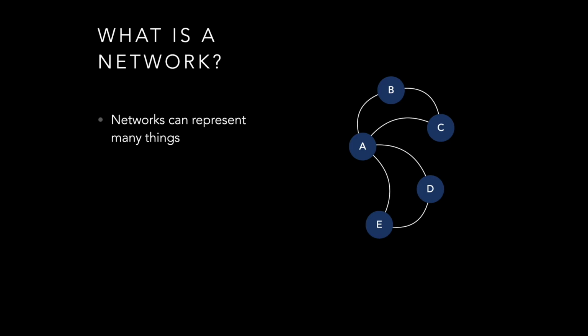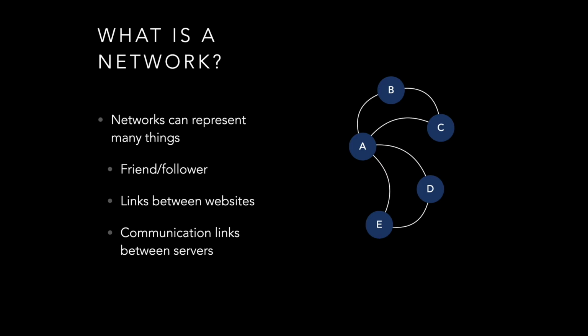As we've mentioned, networks can represent a bunch of different things. There's the social networking aspect of friends and followers. There's the web mining aspect, or the World Wide Web, where nodes represent websites or web pages, and links or edges represent links between these websites or web pages.